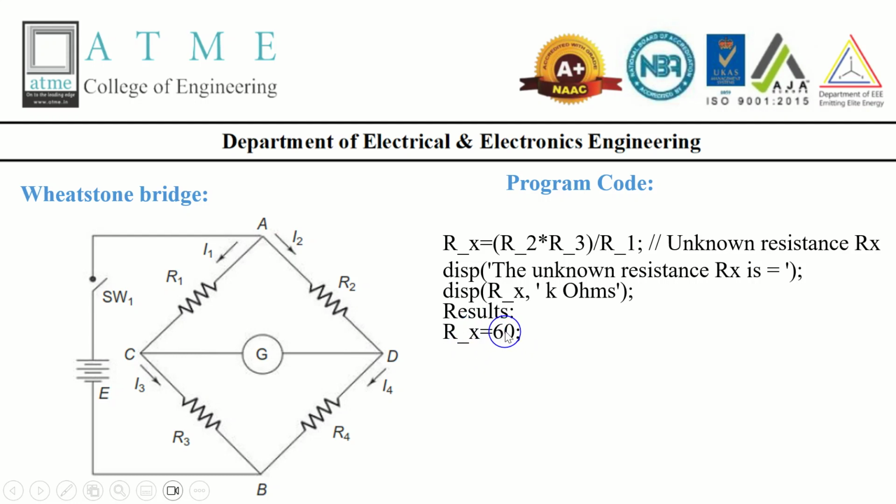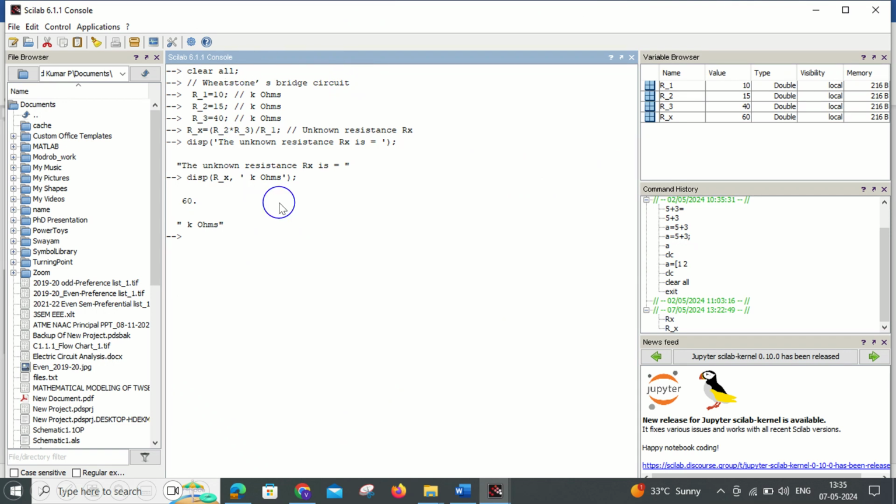In the next slide we are showing the output. Just see here, we have assigned the value R1 as 10 kilo ohm, R2 as 15 kilo ohm as I explained earlier, and R3 we have assigned with a value of 40 kilo ohm.